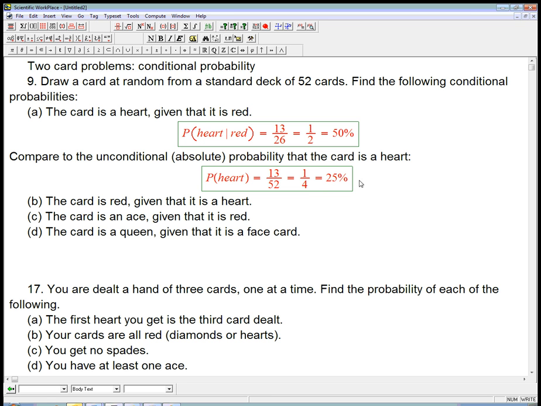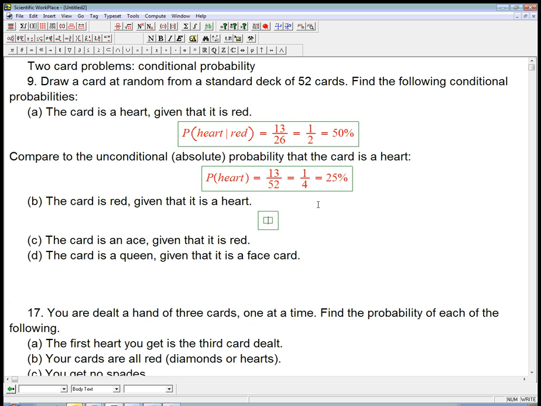Might as well ask the big question here, which is, are these independent? Are being a heart and being red independent? Absolutely not, because being red makes it a lot more likely the card is a heart. And it's exactly the difference between the absolute unconditional probability and the conditional probability that tells us that very numerically. Now what about the card is red given that it is a heart?